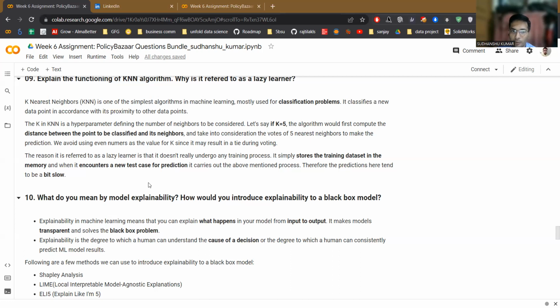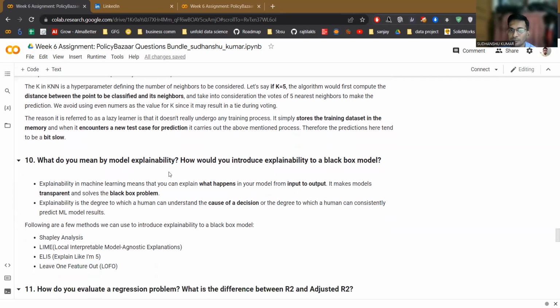What do you mean by model explainability? How would you introduce explainability to a black box model? Model explainability is helpful in a black box model because we can provide transparency to it. In this case, we show the user what happens in our model from input to output.